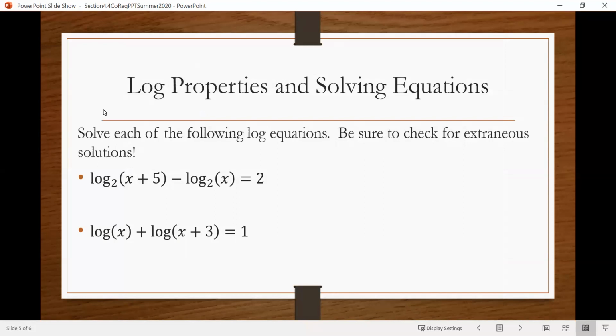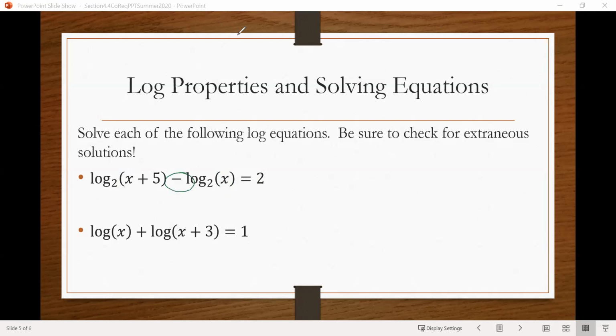So we're going to start with the first one. We have log base 2 of x plus 5 minus log base 2 of x equals 2. And so first thing we notice, there's some variables in here and an equal sign. So that tells us we're going to be solving for something here.